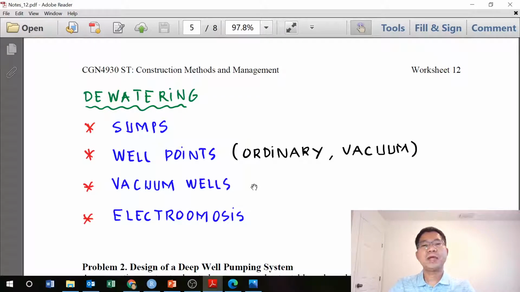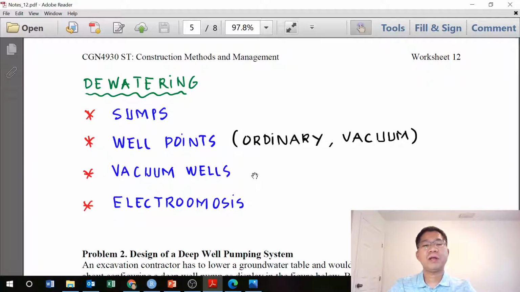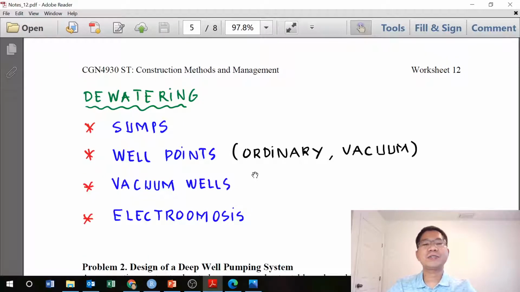The last topic we discussed today is dewatering, and we have problem 2 for dewatering. For dewatering, we can dewater after excavation so that we can use the sump pump, etc. Or we can dewater, lowering the water table before we excavate, and with that, we can use well points. It can be ordinary or vacuum wells or electroosmosis. So what are the applications when we use these different kinds of dewatering methods?